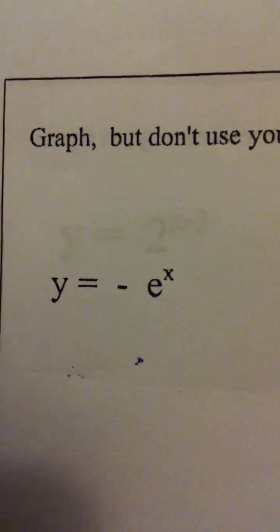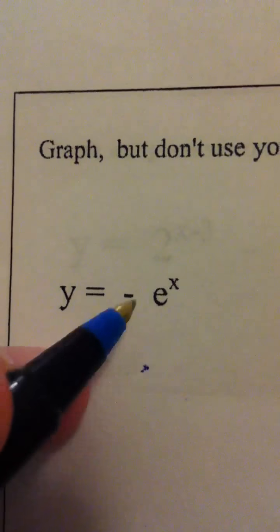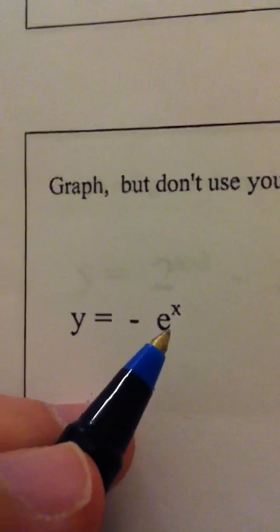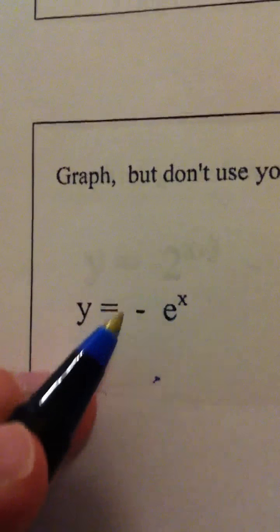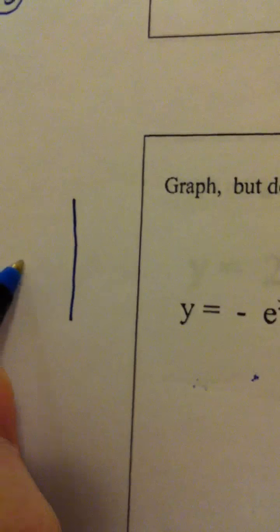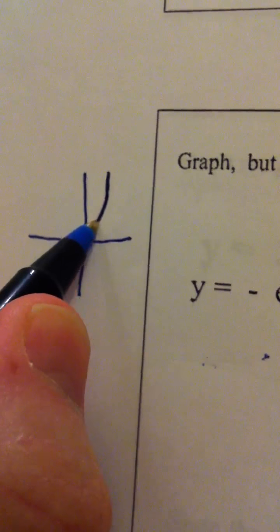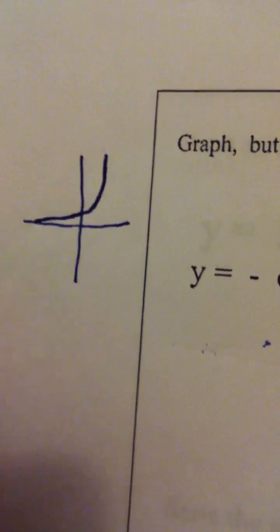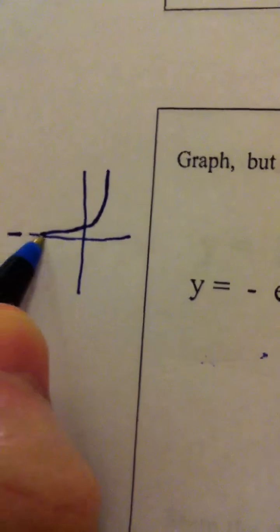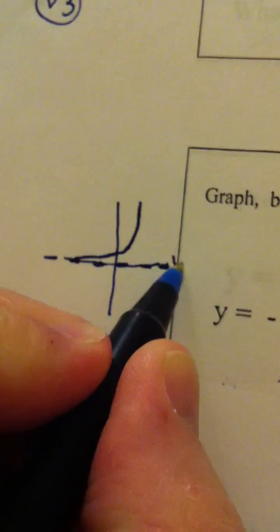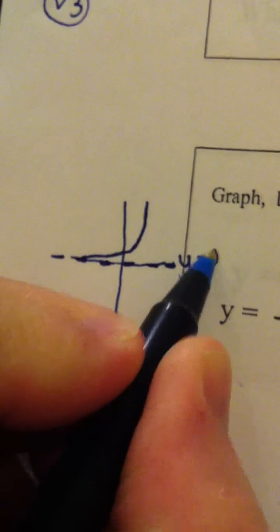Alright, ladies and gentlemen, what we're again asked to do here is to draw a graph, but not to use the calculator. Let's use what we know Euler's function looks like. So, if you recall, Euler's function looked like this, and this was a horizontal asymptote. And of course that would be the line y equals 0.